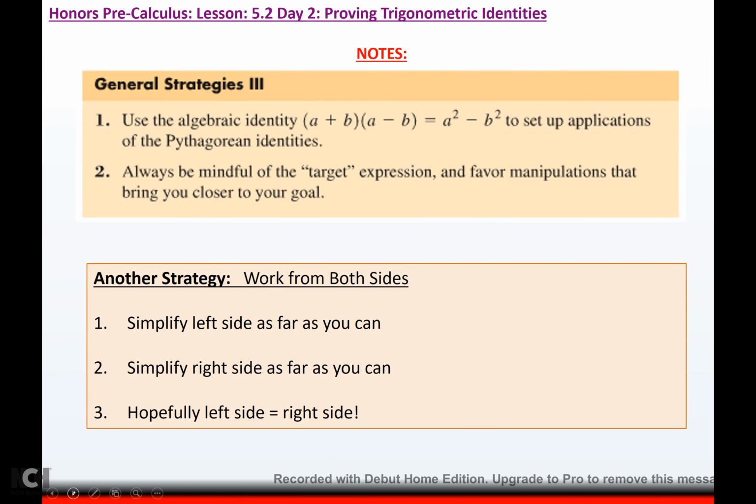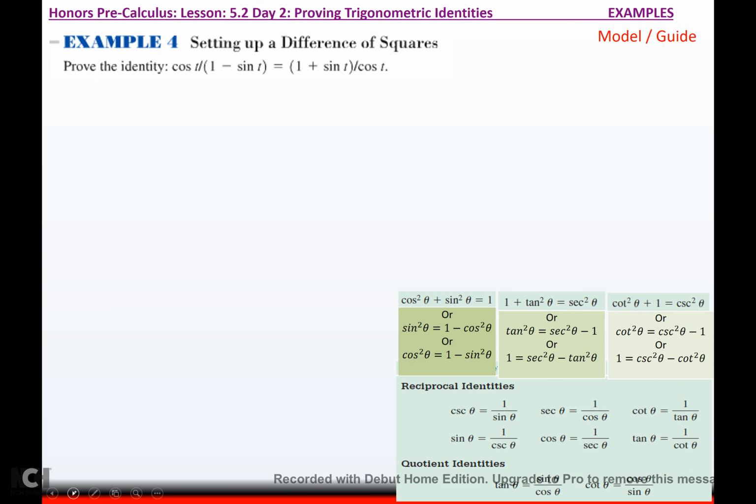The third strategy is to try and set up some sort of the Pythagorean identities to create these squares so that we can simplify things. So always be mindful of your target expression, what you're trying to get your equation to look like. And then another strategy is to work from both sides. Simplify the left side as far as you can, and then sometimes you can't get it to equal the right side, so then maybe start simplifying the right side, and hopefully you can get the left side to equal the right side.